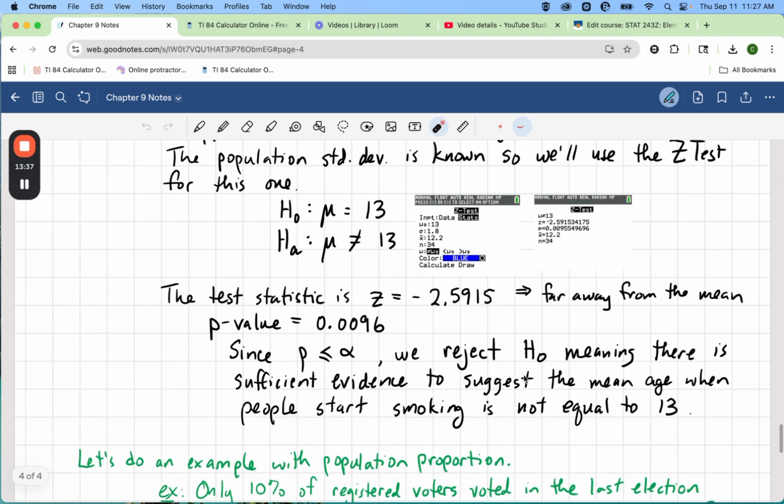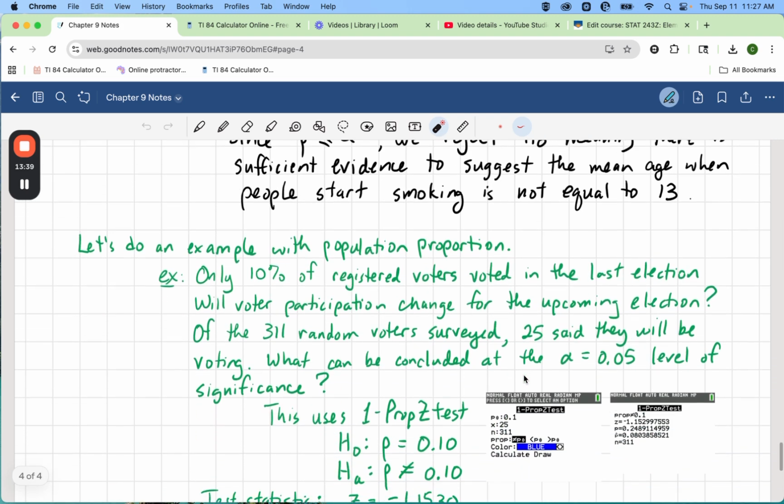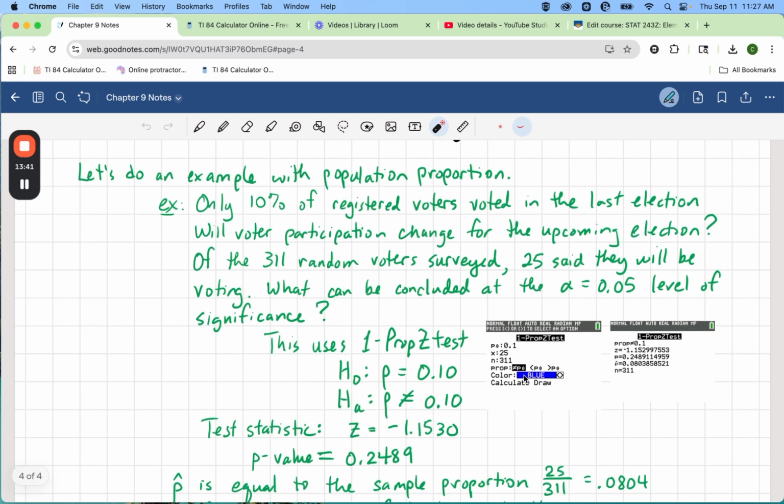That kind of problem. One more in this chapter. Let's do an example with population proportion. Only 10% of registered voters voted in the last election. That's pretty bad. Will voter participation change for the upcoming election? Of the 311 random voters surveyed, 25 said they will be voting. That's pretty sad. What can be concluded at the 5% level of significance?